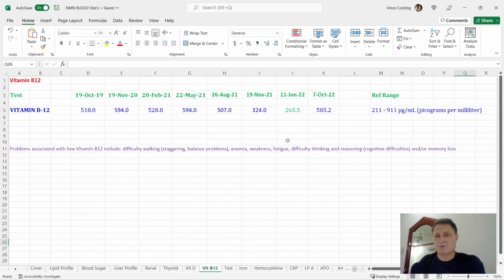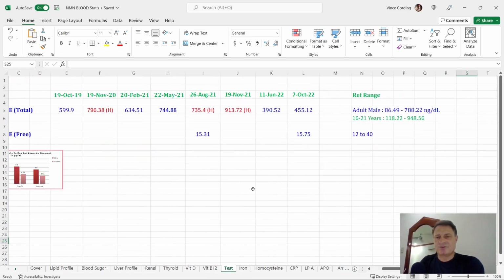Vitamin B12, you can see 3 months ago it was in reference range but was at the lower end. It's now 505, so back well within the middle of the reference range. As I mentioned in the last blood update, much to the chagrin of the vegans, I'm going to start eating a lot more red meat. And I'm assuming my B12 is going to start going up, which it has, so I'm happy with that. That's it for my vitamin B12. Let's move on to my testosterone. You can see here that it's up to 455.12 from 390, so quite a jump there.